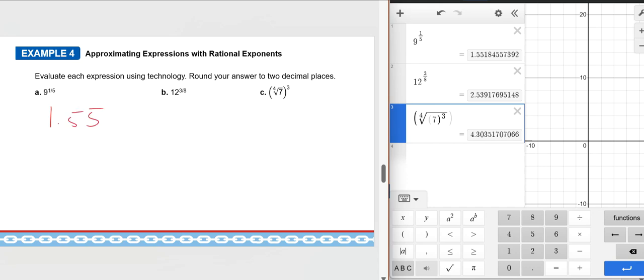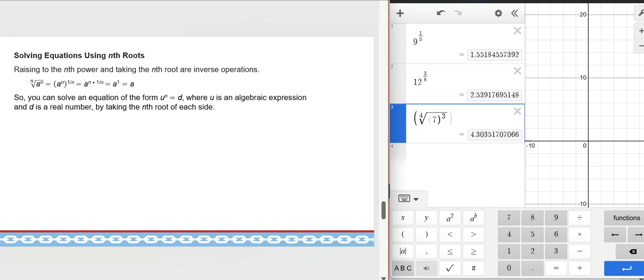1.55 for part A. 12 to the 3/8 is 2.54. And the fourth root of 7 to the third power is 4.30. Right, so I just used my Desmos to work that through.